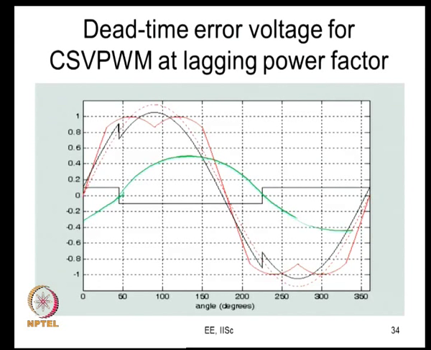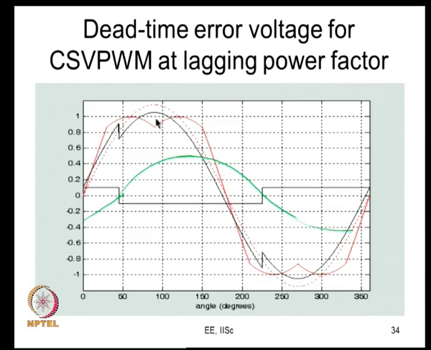When the current is going through the positive half cycle, the error voltage is negative. In the negative half cycle, the error voltage is positive. This error voltage gets added to the average pole voltage. So, incidentally, this is what is shown here: the sinusoidal component of the modulating signal plus this error voltage.